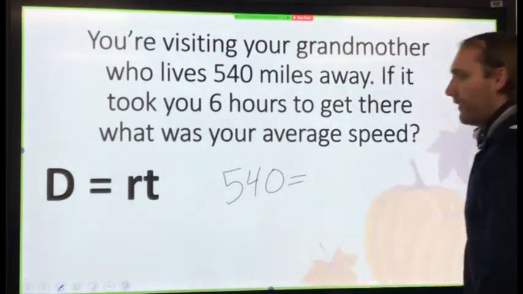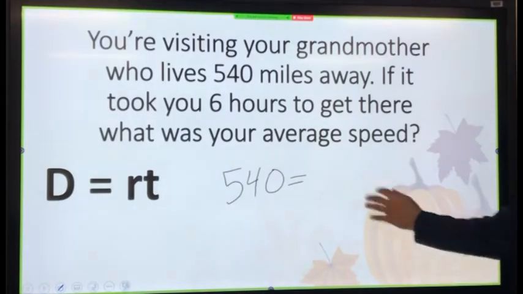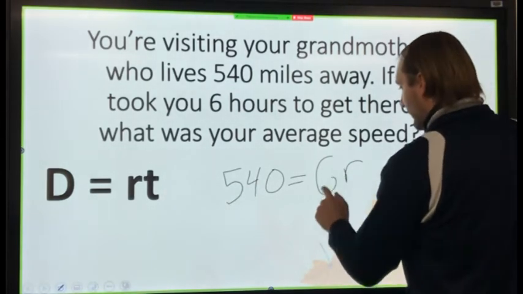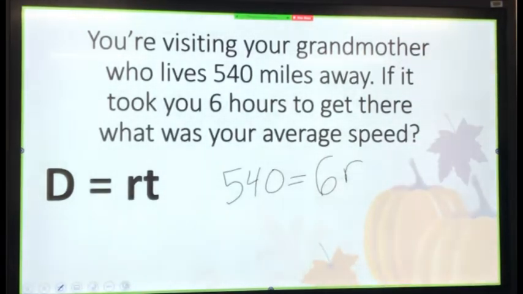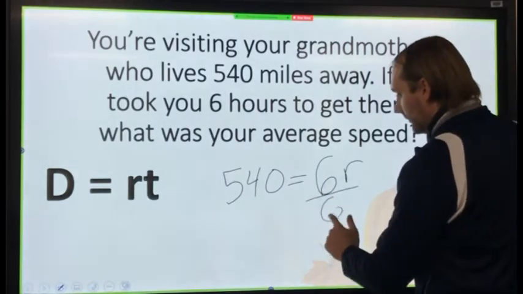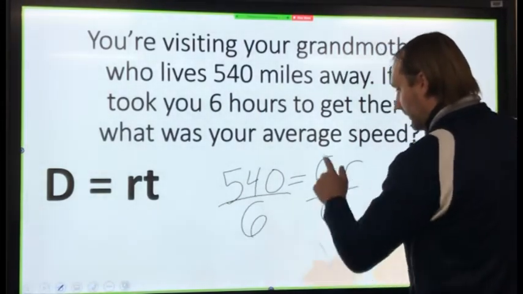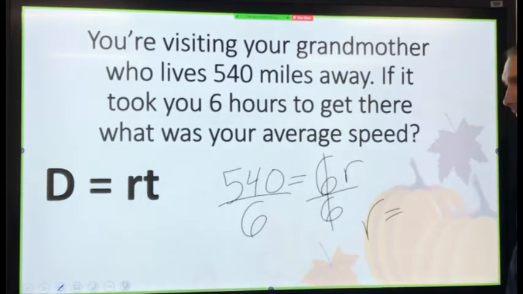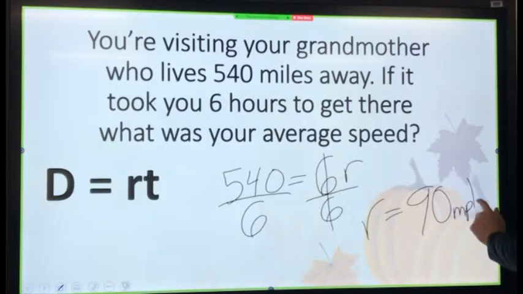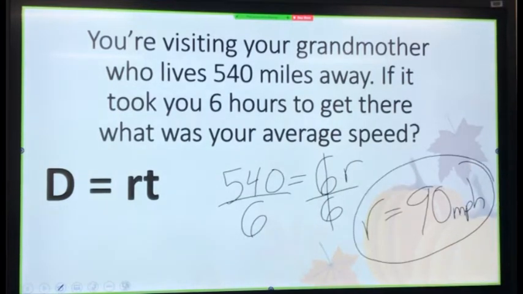Equals R. Do I know how fast I was going? No. So we'll just leave that as R. Times T. Do I know how long it took me to go to grandma's house? 6 hours. So 540 equals 6R. To find R, divide by 6 on both sides. And I get R equals 90 miles per hour. Somebody is really excited to go to grandma's house.